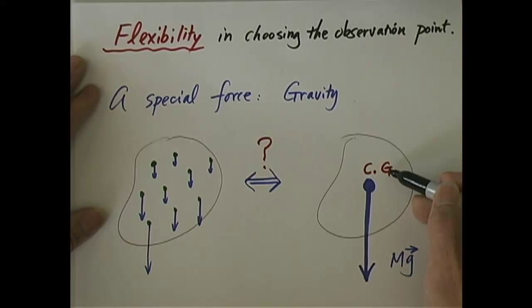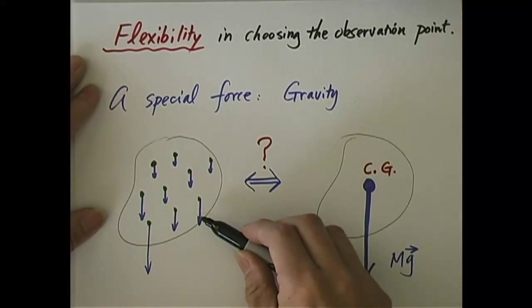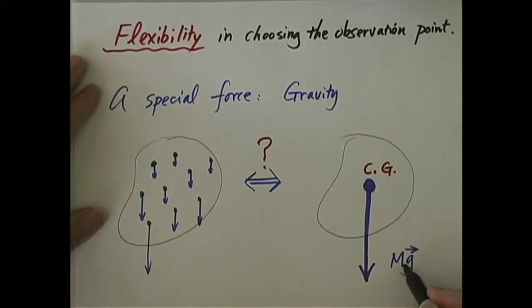Will that equivalence yield the same net torque, not just the net force? As far as the net force, you just add all these forces together, right? So this mg, where m is the total mass of the entire object, times g, of course, is the sum of all these little forces. But what about the torque? Will this force exerted on the single point called the center of gravity yield the net torque of all these little forces spread throughout the entire object?